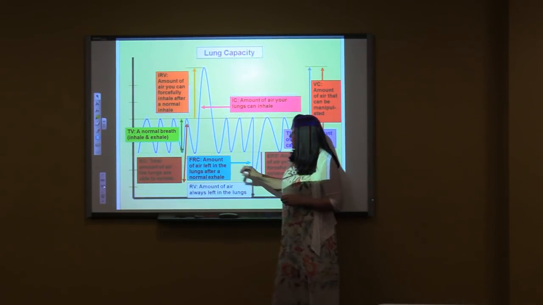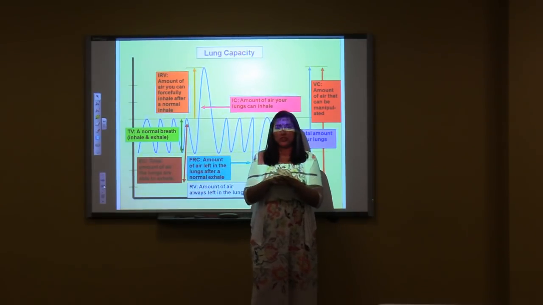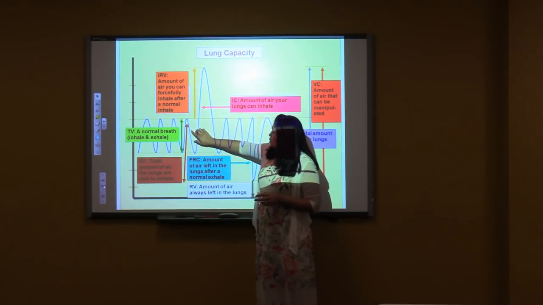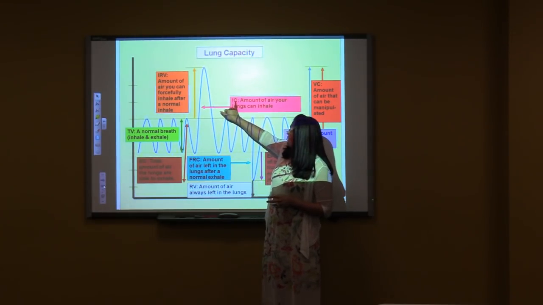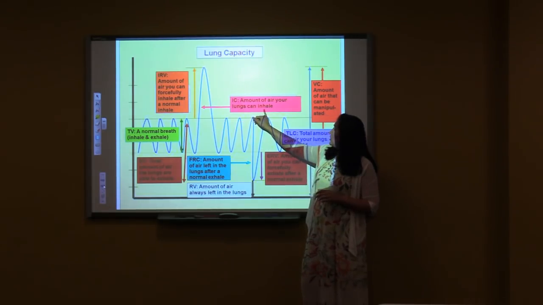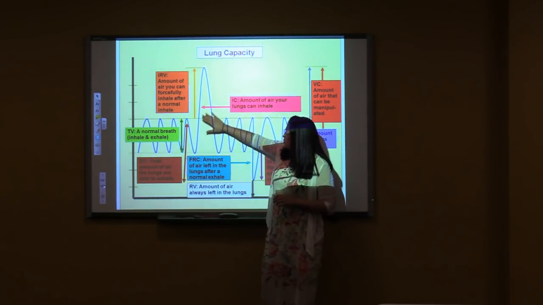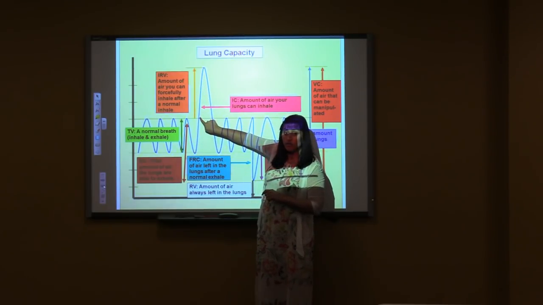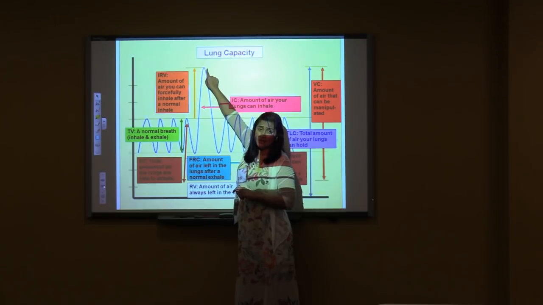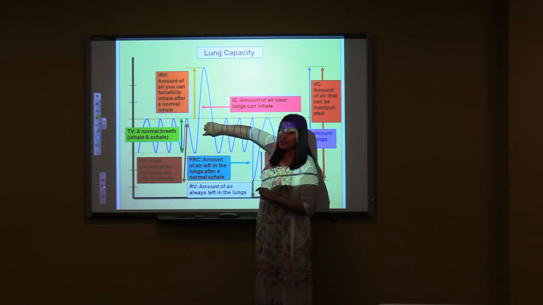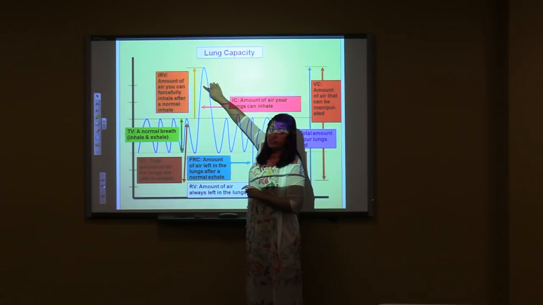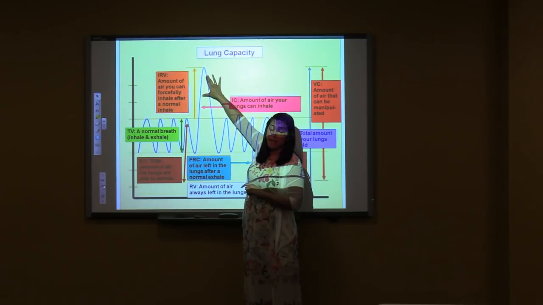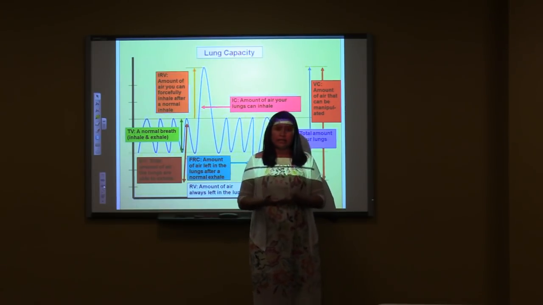Now, volumes come together giving you capacities. Okay? So, what is inspiratory capacity? The amount of air your lungs can inhale. So it's this entire thing right here. It's a normal inhale plus this extra inhale. So collectively, the normal inhale, which is TV, and the extra inhale, which is IRV, inspiratory reserve volume, is called IC, inspiratory capacity, the amount of air your lungs can inhale. Okay?